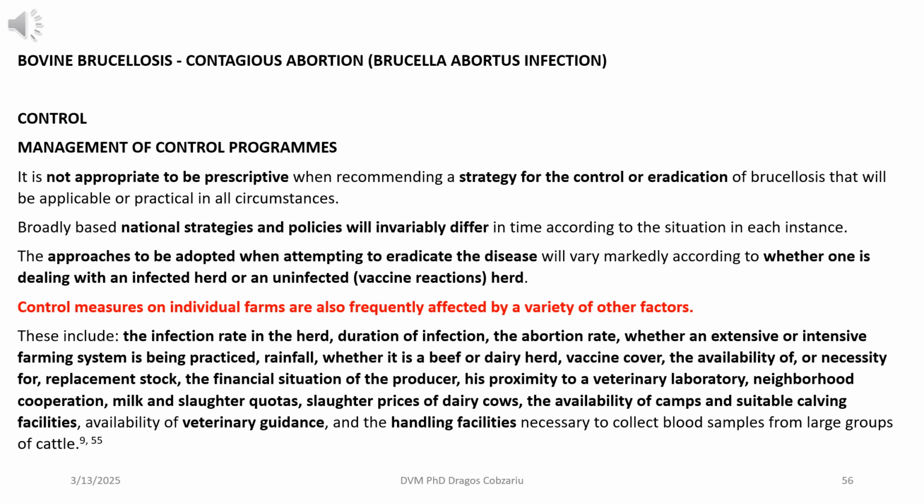Control measures on individual farms are also frequently affected by a variety of other factors. These include the infection rate in the herd, duration of infection, the abortion rate, whether an extensive or intensive farming system is being practiced, rainfall, whether it is a beef or dairy herd, vaccine cover, the availability of, or necessity for, replacement stock, the financial situation of the producer, his proximity to a veterinary laboratory, neighborhood cooperation, milk and slaughter quotas, slaughter prices of dairy cows, the availability of camps and suitable calving facilities, availability of veterinary guidance, and the handling facilities necessary to collect blood samples from large groups of cattle.